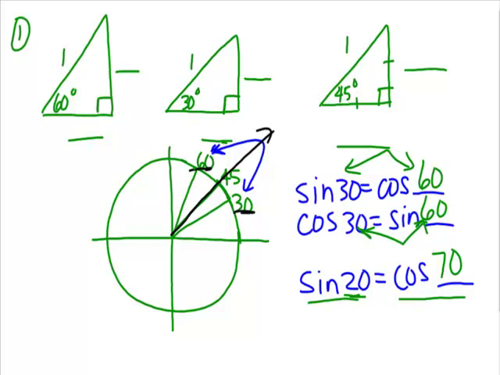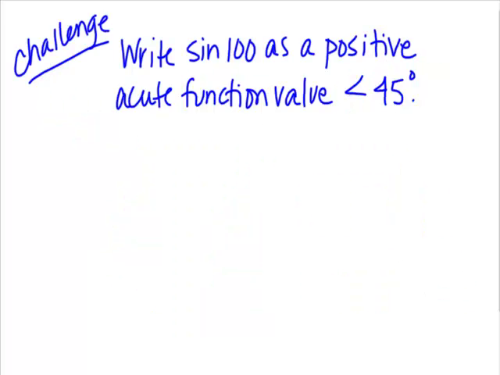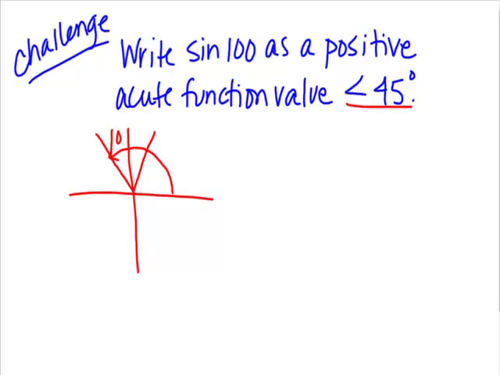Which leads me to a little extension problem here, where you're asked to write the sine of 100 as a positive acute function value less than 45. Normally we're looking just for a positive acute function value, so this is kind of upping the ante. I'll make it a little more difficult. If I'm at the sine of 100, I'm just going to draw a picture, here to 90 and over here to 100. Hopefully you realize that to get to 100 I have gone 10 degrees beyond 90. So that means there's an angle over here, the same amount, 10 degrees back, that would have the exact same sine value. So this would be 80.